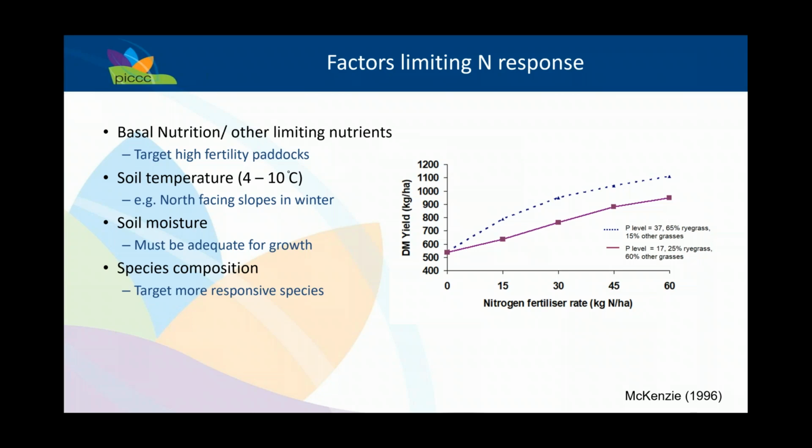And species composition we've kind of touched on. We saw on the previous graph that at Taree, annual ryegrass is far more vigorous in responding to nitrogen. Perennial ryegrass is very good. It's just slightly behind annual ryegrass in its response to nitrogen. And then the other species like fescue, cocksfoot, phalaris, not as aggressive as perennial ryegrass, but still respond well. But if you have a paddock full of fog grass, you probably wouldn't bother putting nitrogen on that. So target the more responsive species, the better fertilized paddocks and the warmer paddocks in winter.